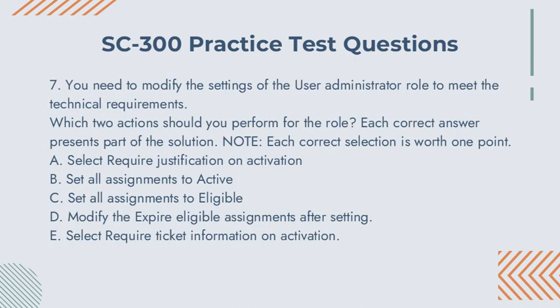7. You need to modify the settings of the user administrator role to meet the technical requirements. Which 2 actions should you perform for the role? Each correct answer presents part of the solution. Note: each correct selection is worth 1 point. A. Select require justification on activation. B. Set all assignments to active. C. Set all assignments to eligible. D. Modify the expire eligible assignments after setting. E. Select require ticket information on activation.